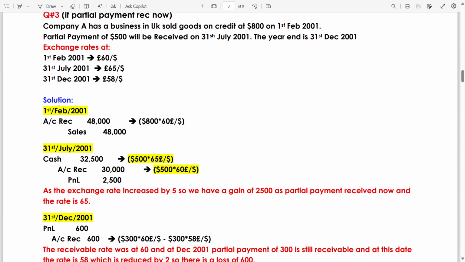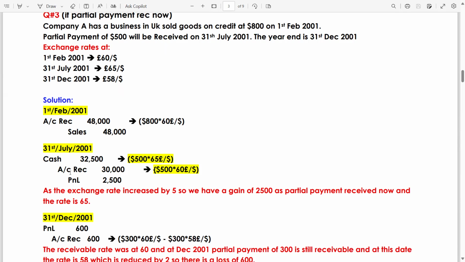Now solve this question. Solution: 1st Feb 2001, account receivable debit, sales credit. Same concept as we did previously. 800 multiplied by 60 gives 48,000. But here is a difference as it is a partial payment received case. 31st July 2001, partial payment of 500 is received. So you debit the cash by 32500. How 32500? 500 multiplied by 65, as on 31st July the exchange rate is 65.